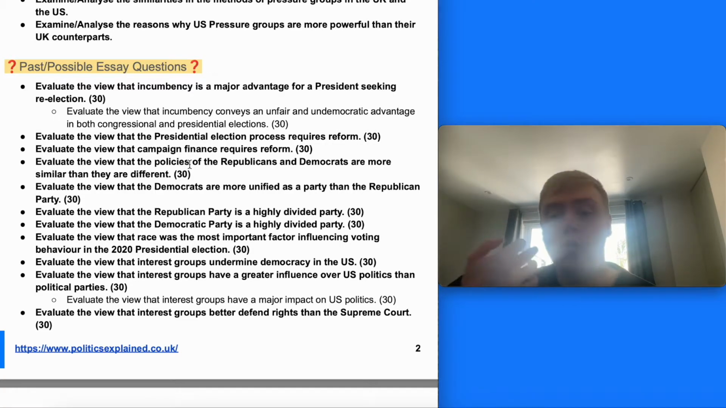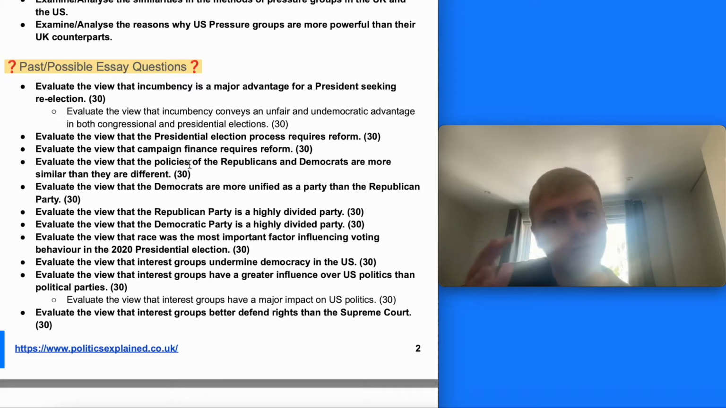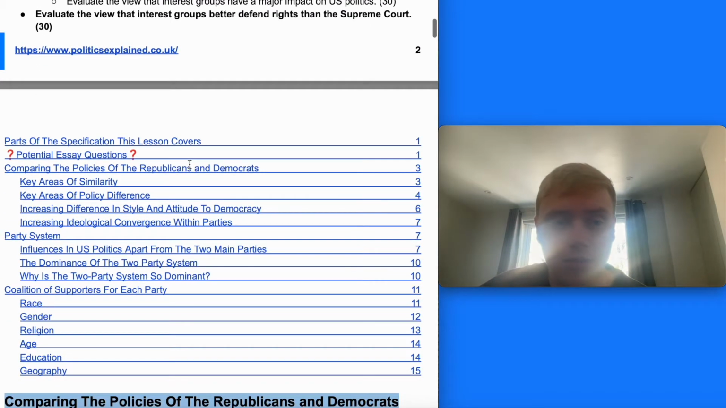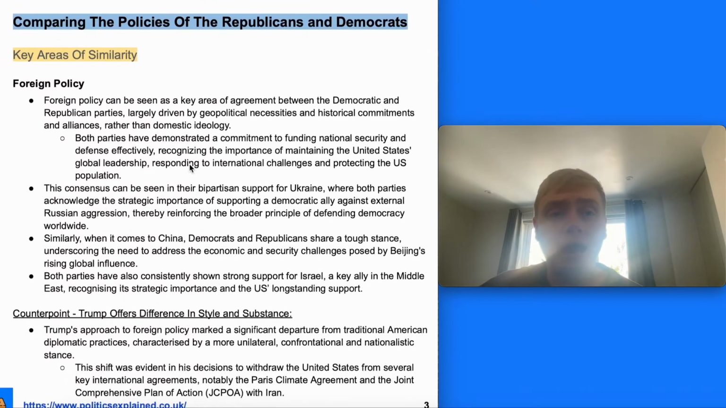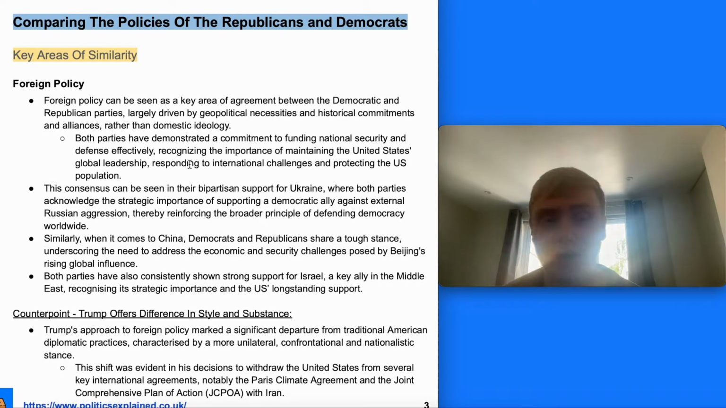And as with all of the US content, in the exam, unfortunately, it's quite difficult because with the 30 markers, there can be quite a few cross-cutting questions between different topics. So this content may be useful for other types of questions that could come up. Yeah, starting off by comparing the policies of the Republicans and Democrats, and first looking at key areas of similarity.